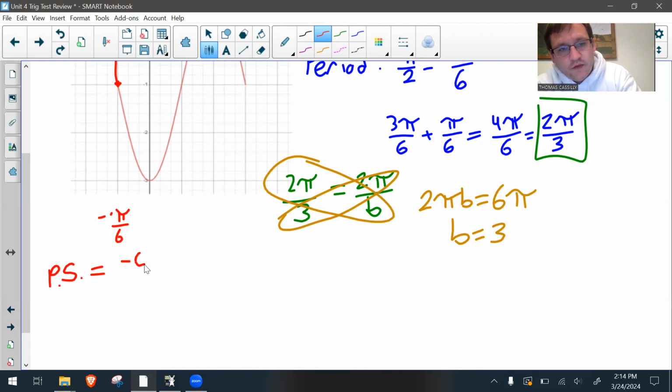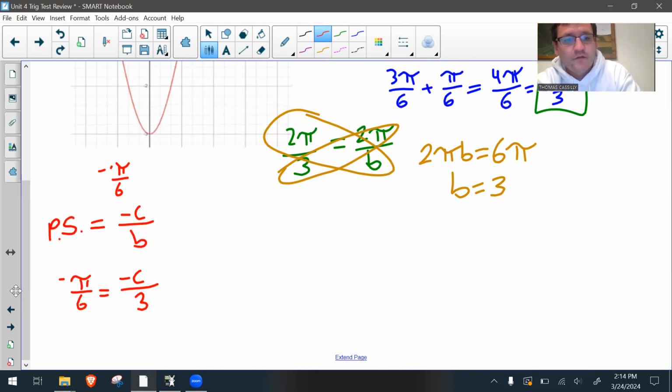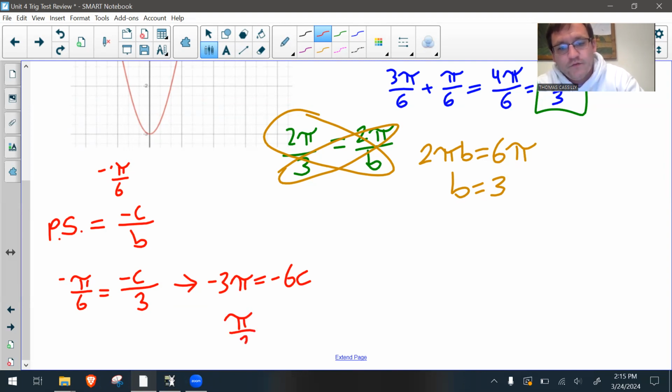equals negative c over our b value. So we have negative pi over 6 equals negative c over b. And again, b is 3. Cross multiplying this, we're going to have negative 3 pi equals negative 6 c. I'm going to divide negative 6 on both sides, so we end up with positive pi over 2 equals our c value.